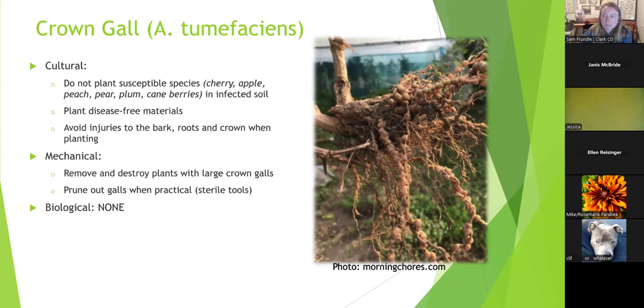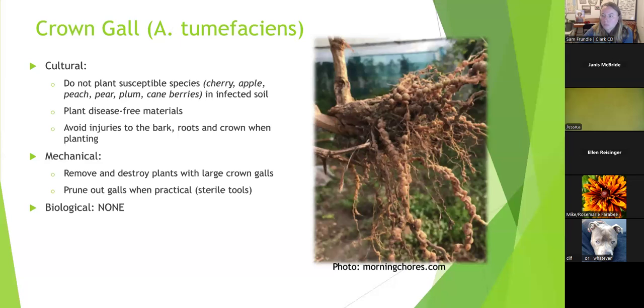If you had crown gall in a location, I think there's a certain number of years you have to wait before you can plant those susceptible species in that same location again. You want to avoid injuries to the bark, roots, and crown when you're planting. It is kind of ubiquitous. It is around, and so when you cause an injury, it can come to that spot and injure the plant.